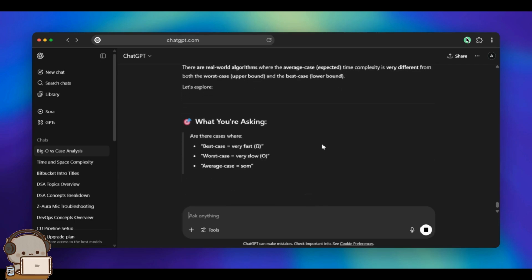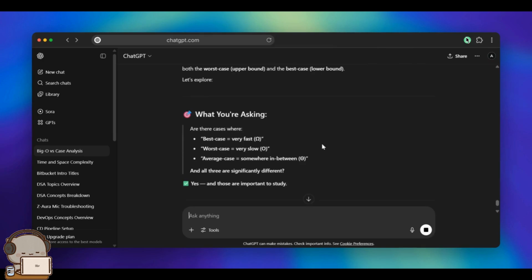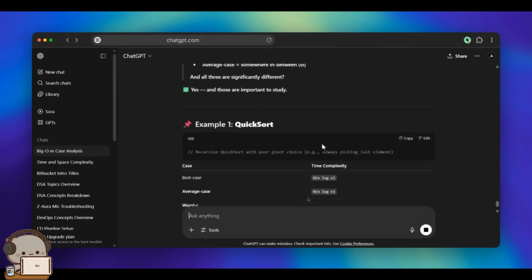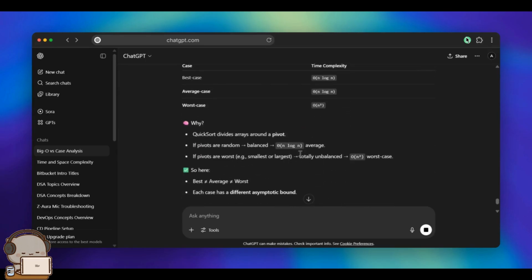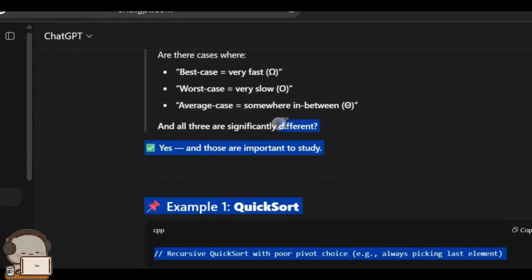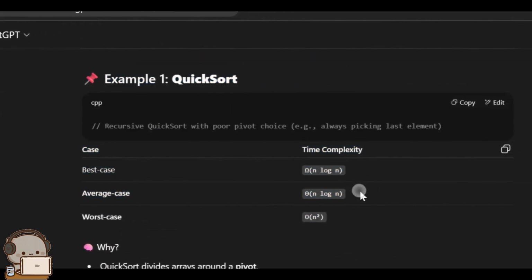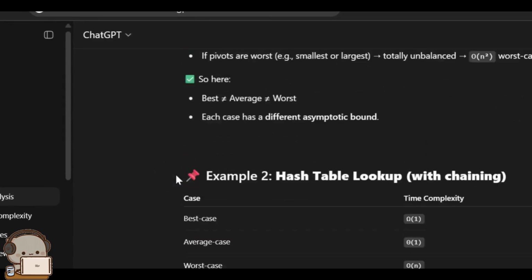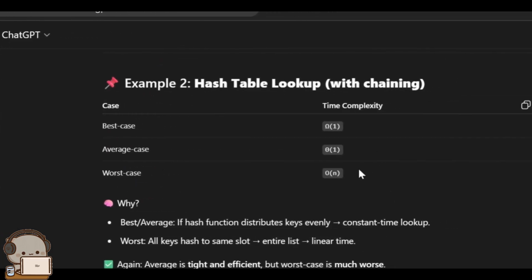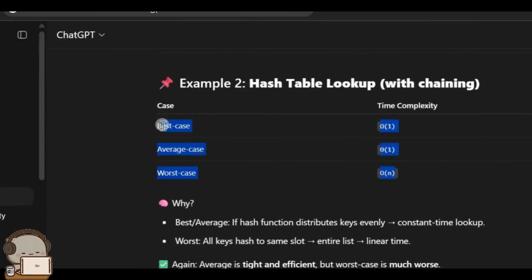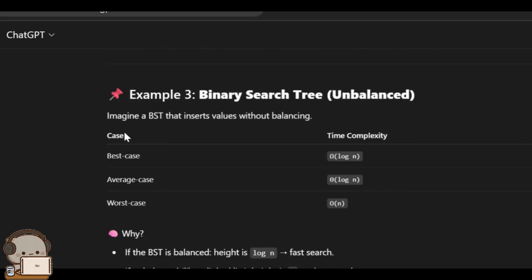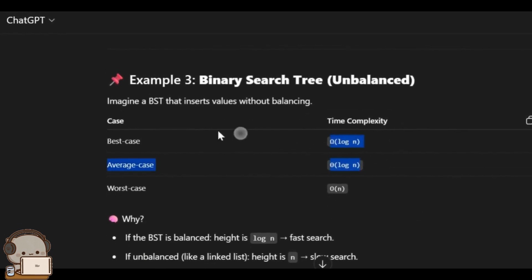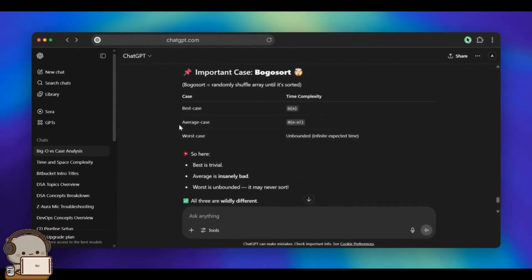Yes, definitely. Recursive quicksort with bad pivot choice, always picking the last element. But here average and best case are the same, I believe. Okay, this is a really nice one. Hash table lookup, average case is O(1). Even then, I think best case and average case are almost similar.